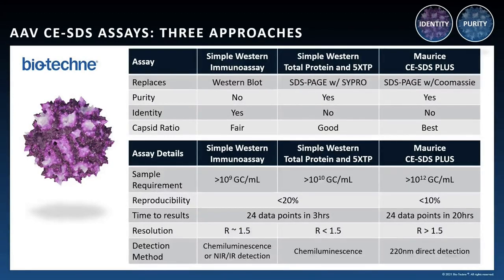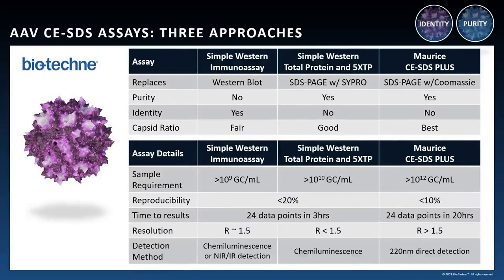The second assay on Simple Western is like an SDS-PAGE with stained proteins. In this case, our total protein assays leverage covalent attachment and subsequent label detection. This assay is great for purity estimation. Both Simple Western assays are well suited for early stage work where you have lower abundance samples and really fast answers are needed.